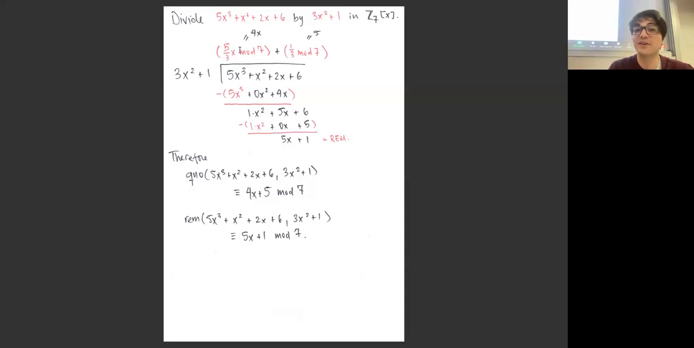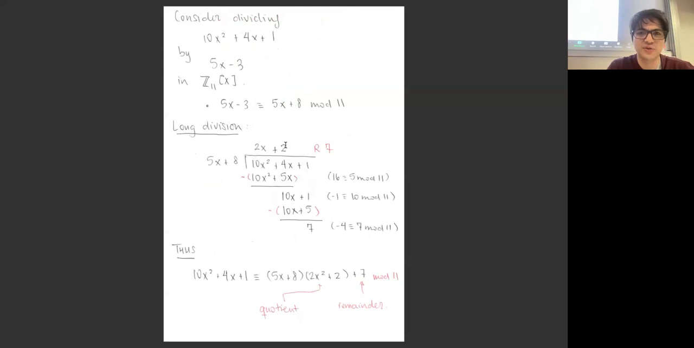by, that's the remainder. So here we have determined that 5x cubed plus x squared plus 2x plus 6 divided by 3x squared plus 1 has the quotient 4x plus 5 and the remainder 5x plus 1. Make sense? Okay, so this is what you could do by hand. We just need to convert it to code.